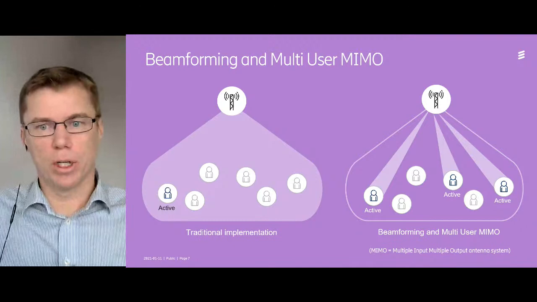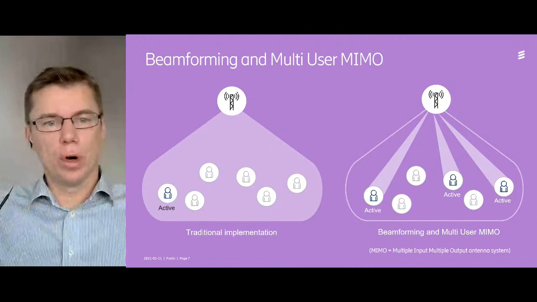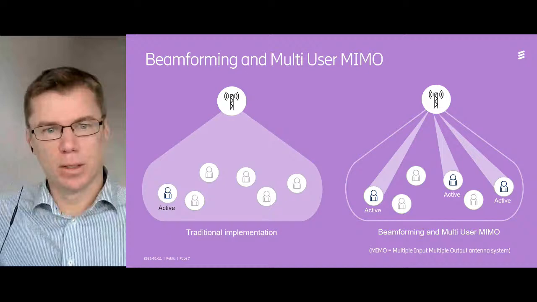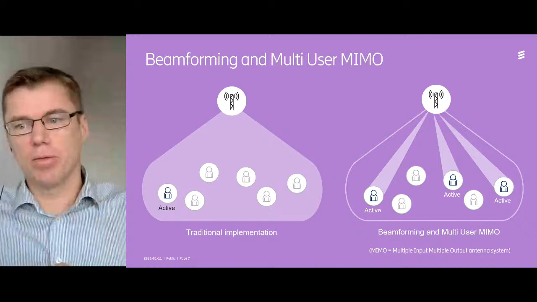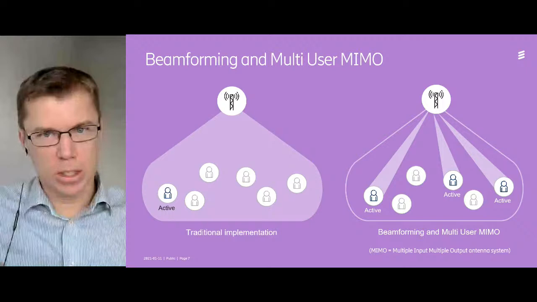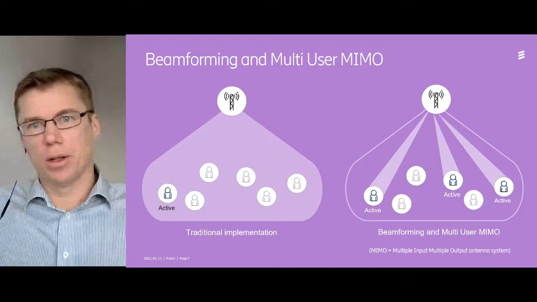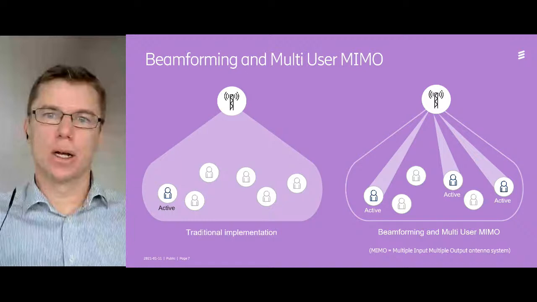And I have illustrated it here with this picture, where in a traditional implementation, you have a, let's say, broader lobe, so that basically all the users get interfered or reached by the signal. Whereas if you have beamforming and multi-user MIMO, you can be very surgical and direct your beam to the active users, increasing the signal to interference ratio and data rates for those users, but also decreasing the interference in the system. And you can then multiplex spatially and address multiple users at the same time. So that's one of the benefits with the NR air interface coming with 5G.